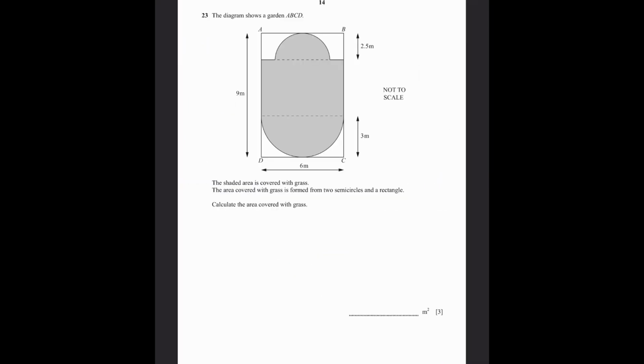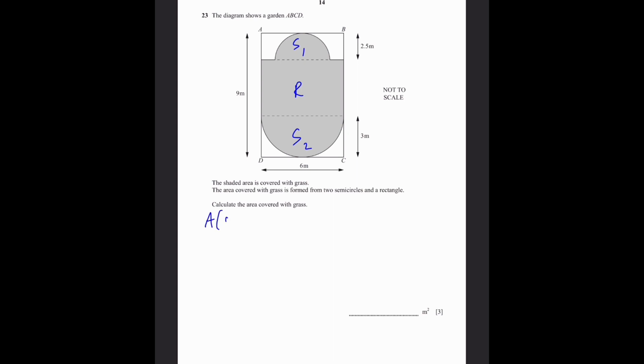The diagram shows a garden ABCD, a rectangle. The shaded area is covered with grass, this area over here. The area covered with grass is formed from 2 semicircles and a rectangle. Calculate the area covered with grass. So first we can find the area of semicircle 1, and then the rectangle, and then semicircle 2.